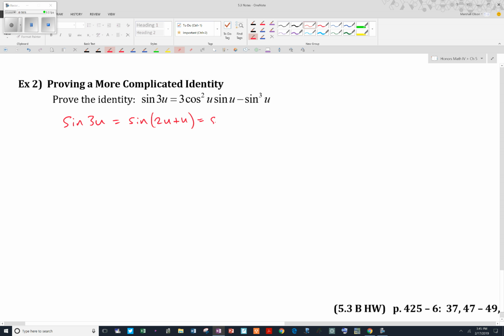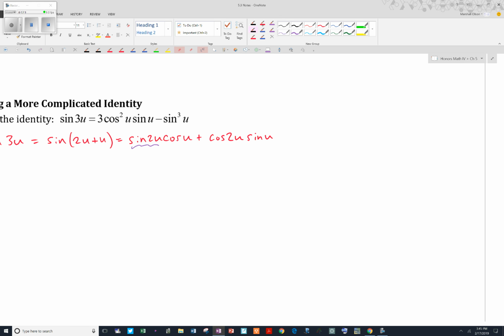And now expand that out using our sine sum formula. So sine of u, cosine of v, and u is 2u, v is u, plus cosine 2u, sine of u. And now each of these we can expand. That sine of 2u is going to become sine of u plus u.